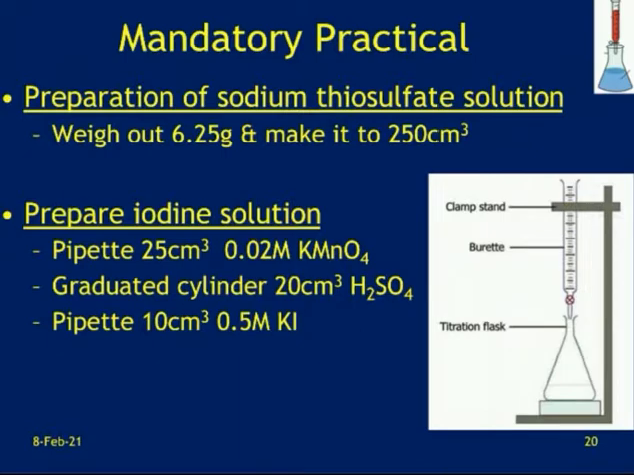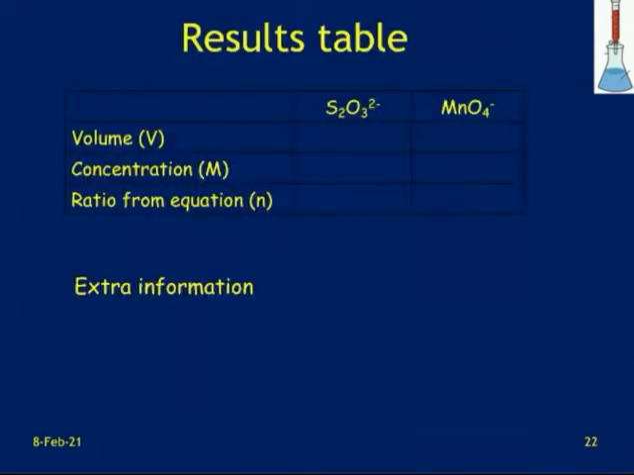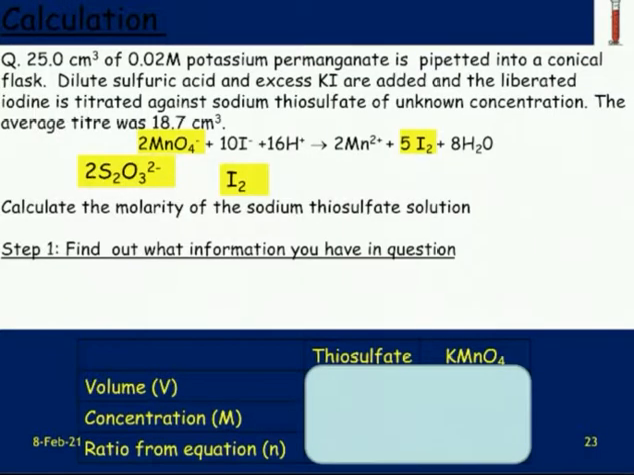If we were in school at this point, you would be weighing out your sodium thiosulfate. It doesn't really matter what mass you weigh out because it's not our primary standard. We'd make our 250 solution. We'd make our iodine solution in our titration flask, so we'd be adding 25 cm³ with the pipette. We'd be adding 20 cm³ of sulfuric acid, and we'd be adding 10 cm³ of 0.5 KI, again with a pipette. So we do our titrations, and we'd fill out our table.